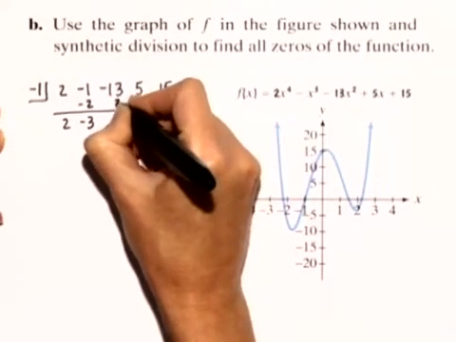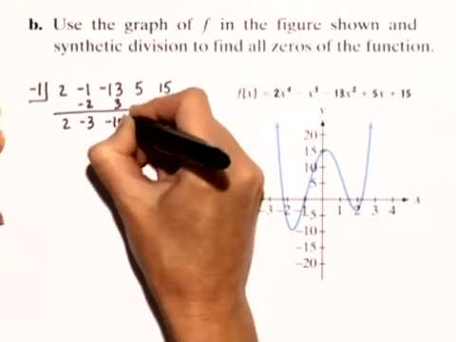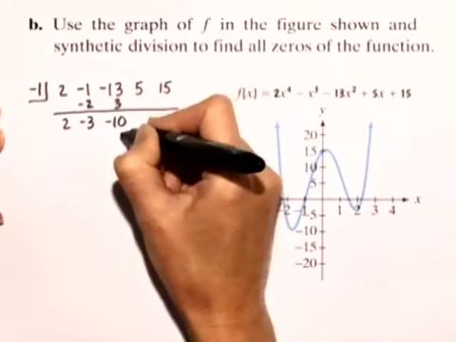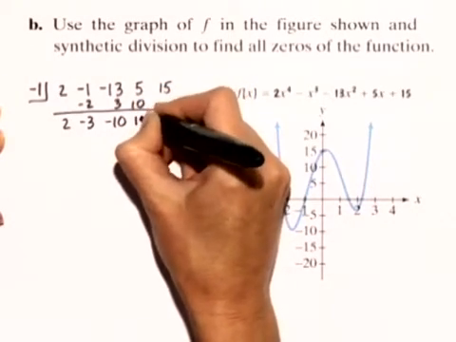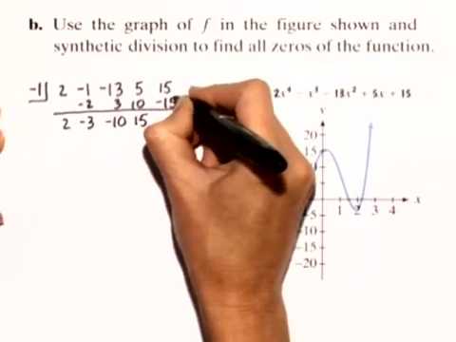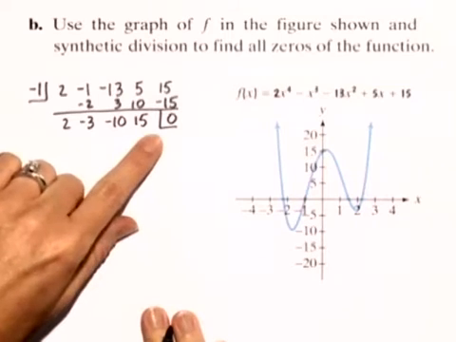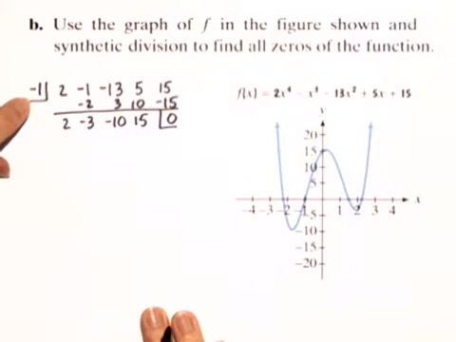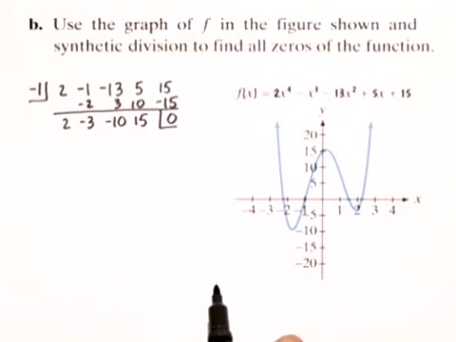-1 times -3 is +3. -13 plus 3 is -10. -1 times -10 is +10. 5 plus 10 is 15. -1 times 15 is -15, and we have a remainder of 0. We knew the remainder would be 0 because we could see that -1 was a root based on the graph of the equation. Well, how do we find the other roots?